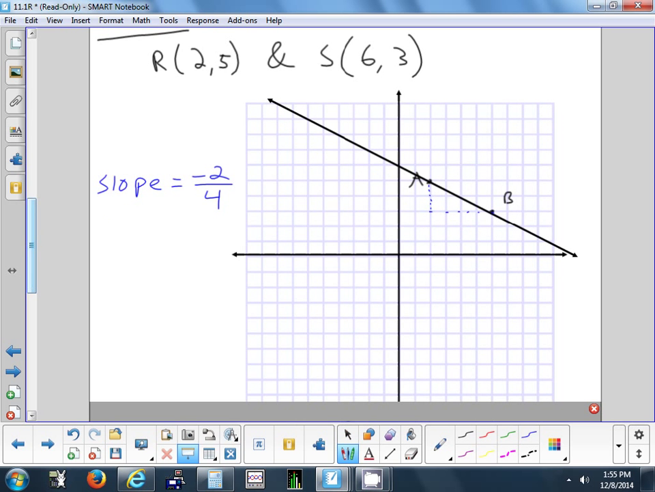Negative. Good. And again, if you're not sure, that slant kind of screws you up, like I'm not really sure what direction that's going, just know up is positive, down is negative, right is positive, left is negative. You can do it that way too.